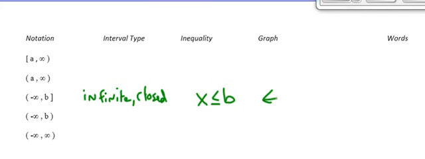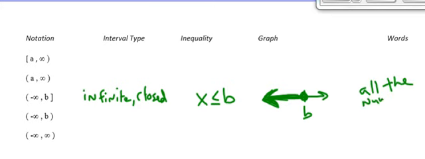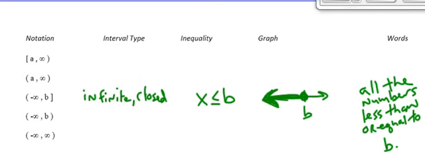The graph then is probably the easiest one to see. We've got a closed circle at b, and we're going to negative infinity, which is to the left. In words, we're looking for all the numbers less than or equal to b.